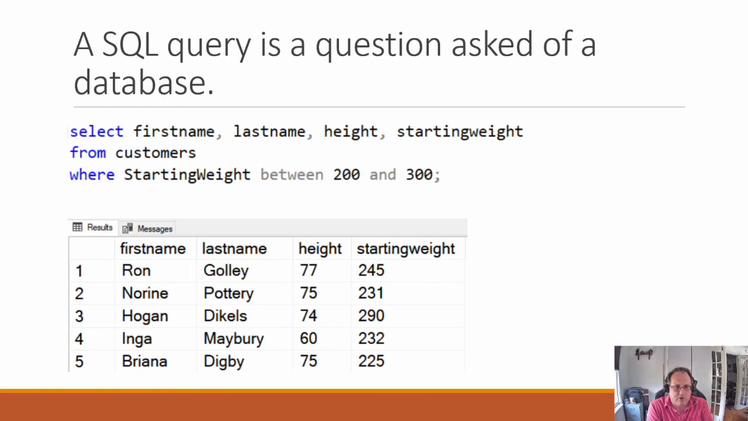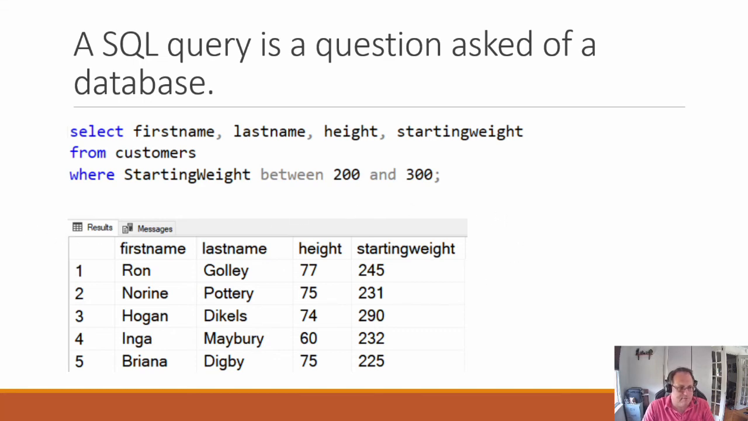A SQL query is a question asked of a database. So here's an example. The 3 blue keywords are select, from, where. It's probably the 3 most important SQL keywords you'll ever learn. Select is the list of fields you wish to pull out. From is the table or list of tables. And then where are conditions. You don't have to have conditions. The way it sets up is select, list your fields, from the table, where. And this one is pulling out people whose weight is between 200 and 300 pounds.